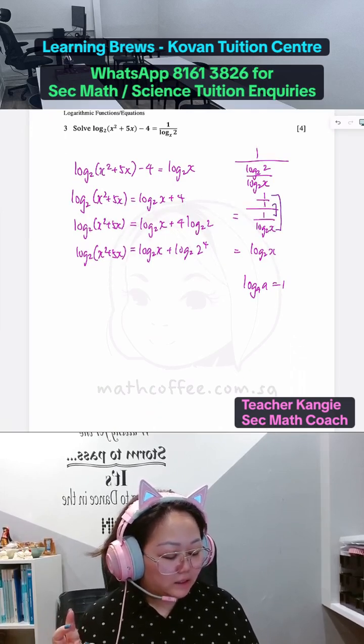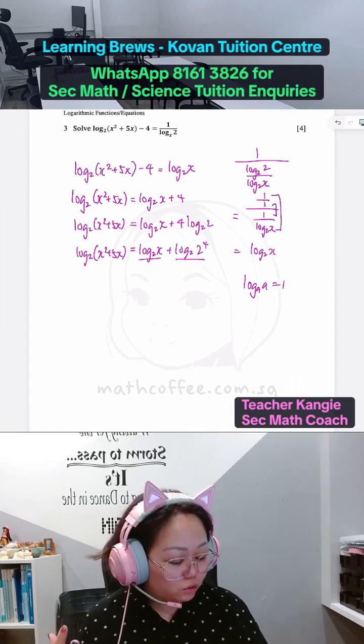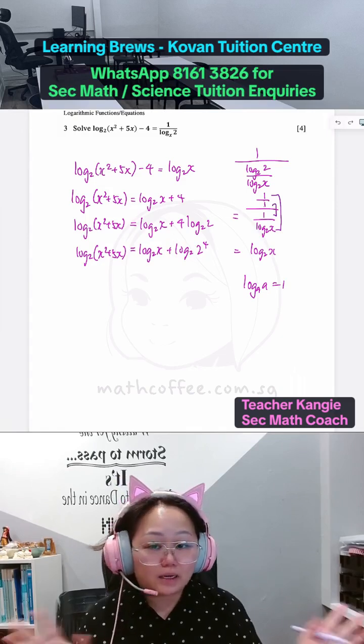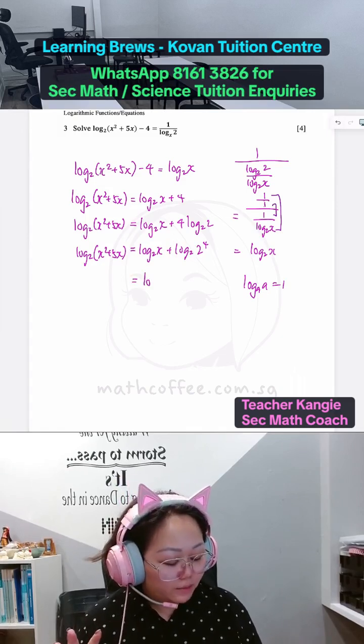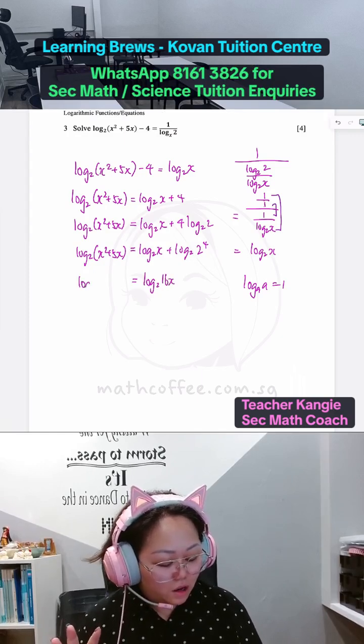Okay, now we can combine. See, two terms with the same base, which is log 2. And the middle is a plus, so you can combine using the product law and multiply. So it becomes log 2 of 16x, and log 2 of x squared plus 5x.